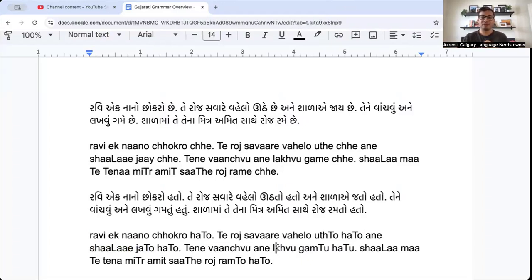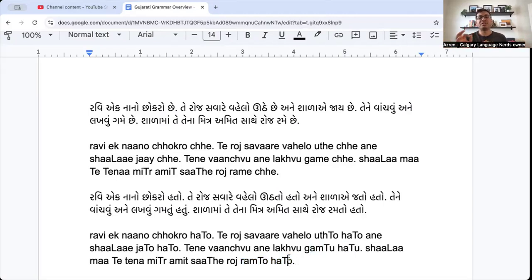Then eventually lakvu gamtu hatu. He used to like it. He did like it in the past, but not anymore. Sharama te tena mitra amit sathe roj ramto hato. He used to play, right? So these are habitual actions, ongoing actions, things that happened regularly, but in the past, right?